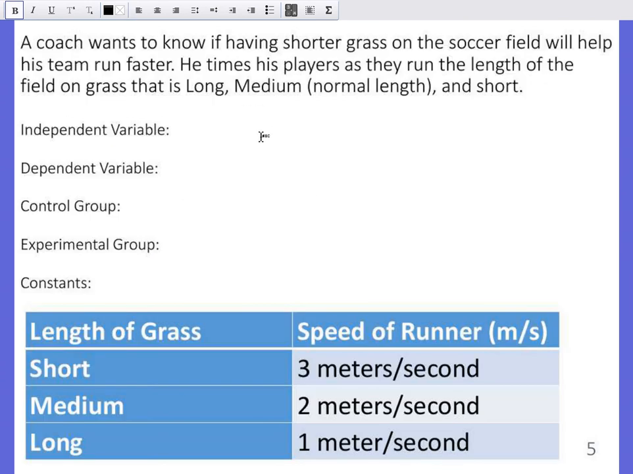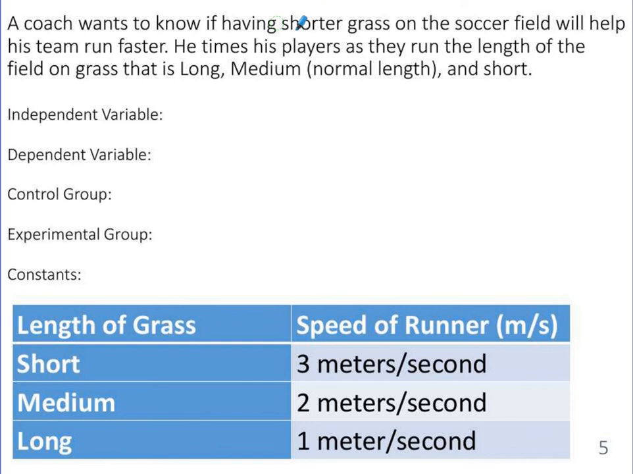So we ran through a couple practice scenarios in our notes. You should be expecting to be able to do this on the test. So you read through. You can circle or underline the most important information. A coach wants to know if having shorter grass on the soccer fields will help his team run faster. I would say having shorter grass and running faster would be two important pieces of information. He times his players as they run the length of the field on grass that is long, medium, which is the normal, and the short.